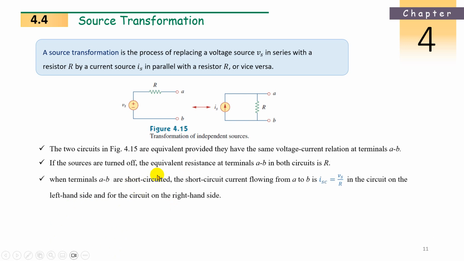When terminals A and B are short circuited, the short circuit current flows from A to B. When this circuit is closed, the current will flow from Vs through the resistance, from A to B and come back.